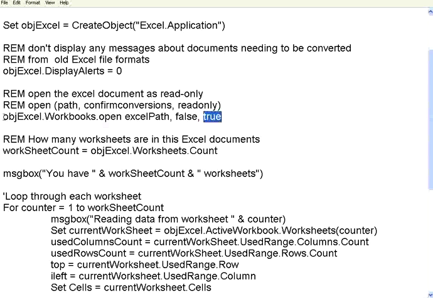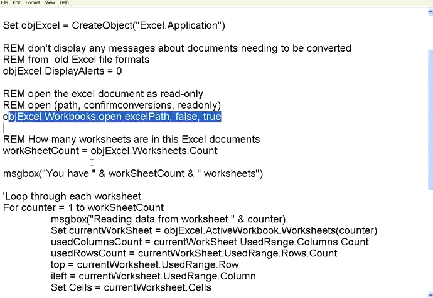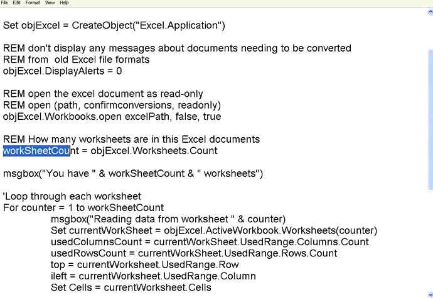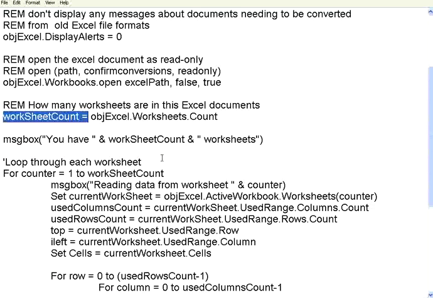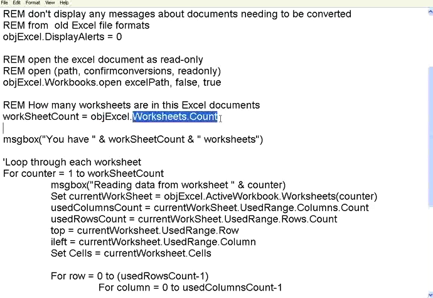So open the file in read-only mode. The command is objExcel.Workbooks.Open. Always use the object that has been returned using this CreateObject command. Once you open that workbook, you see here the worksheet count. I want to know how many sheets are there in that Excel file. There's a standard command, objExcel.Worksheets.Count. This is a typical way of using object-oriented programming, object dot something.